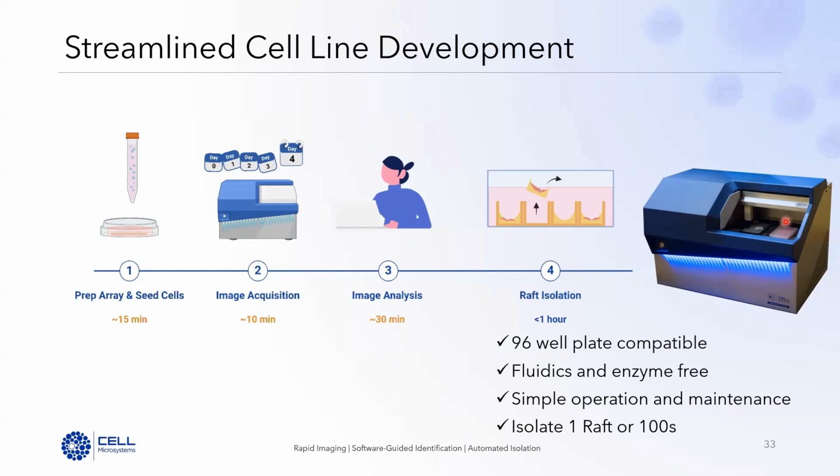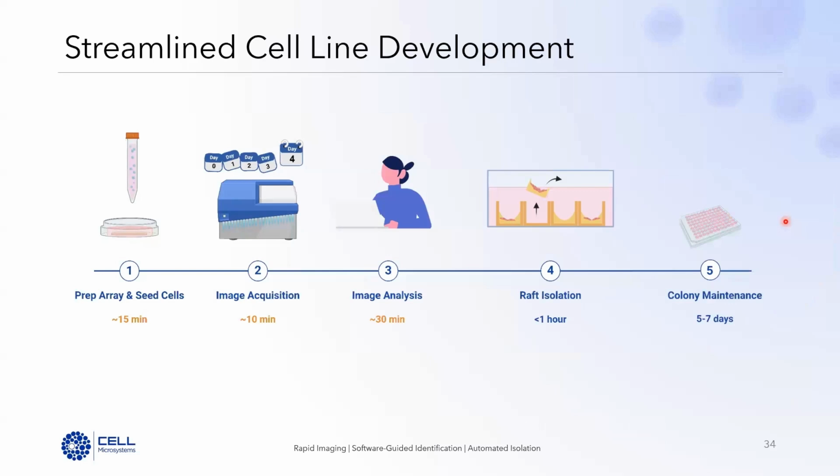The other nice thing about the air is that it's very flexible. You could isolate 1 raft or hundreds. The choice is yours. So you really can scale the workflow to your needs and to your research. Once you have isolated the rafts containing your cells, they simply get maintained off of the array for the duration of the growth period that is important to you. They go right back into normal culture without you having to change your workflow at all.